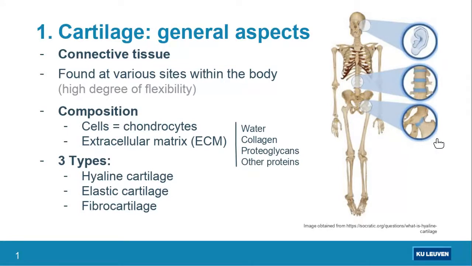Cartilage is composed mainly of cells, which are the chondrocytes, and the extracellular matrix, which is synthesized by these chondrocytes. The extracellular matrix is mainly composed of water and different proteins, such as collagen and proteoglycans. Depending on the type of proteins found in cartilage and the amount of each, we can differentiate three different types of cartilage. We have hyaline cartilage, elastic cartilage, and fibrocartilage.